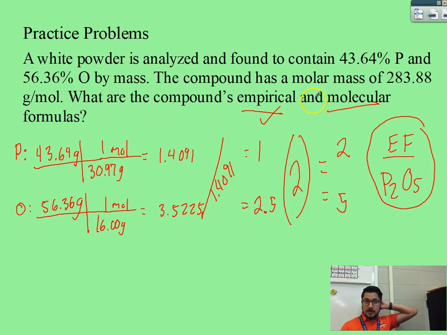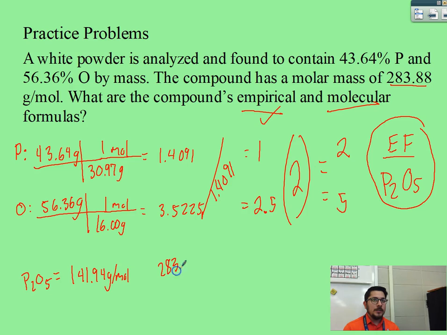Now they want to know what's the molecular formula, so I need to know molar masses. P2O5. And I need to get the molar mass. If I put in the calculator correctly, I got 141.94 grams per mole. It tells me that the big molar mass is 283.88, so 283.88 divided by 141.94 is about 2. So my molecular formula is twice as big as the empirical formula. So the molecular formula is going to be P4O10.